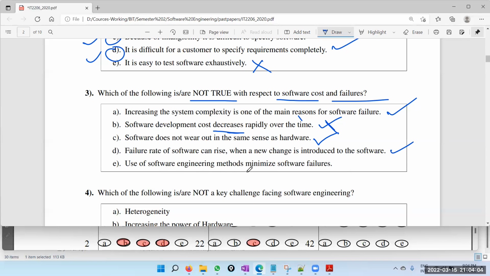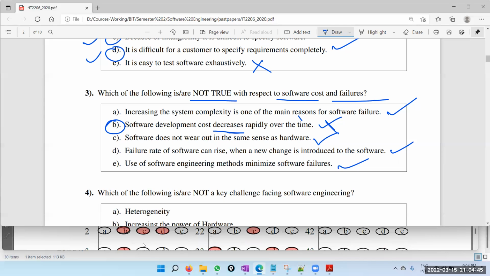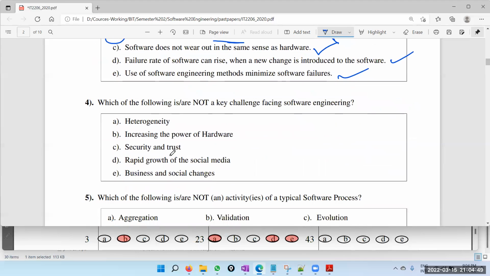Use of software engineering methods minimizes software failures. Yes. So when you use proper software engineering methods like proper testing and proper designing, it minimizes the software failures, right? Discipline. Right. So this statement is not true. So we can take B as not true, right? This one, software does not wear, that is correct. Others are correct, right? Yes, we'll take B. Okay, third one, B. Yes, only B.